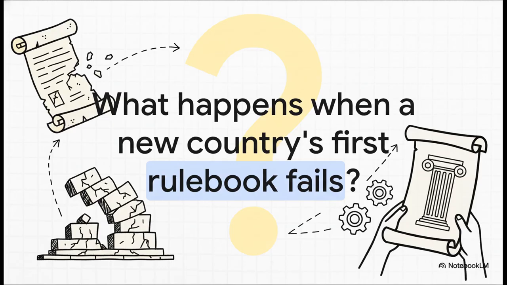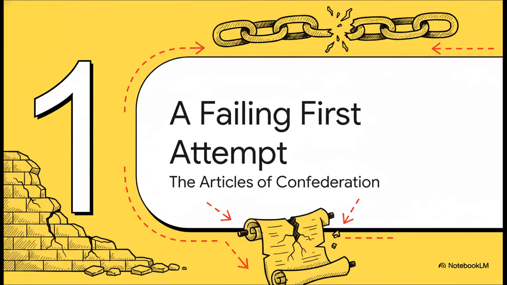Because before this famous blueprint for a nation existed, there was another attempt at a rule book. And frankly, it was a total disaster. All right, so let's rewind and look at that first draft of American government. It's super important because it shows us exactly what the framers of the Constitution were so desperate to fix.